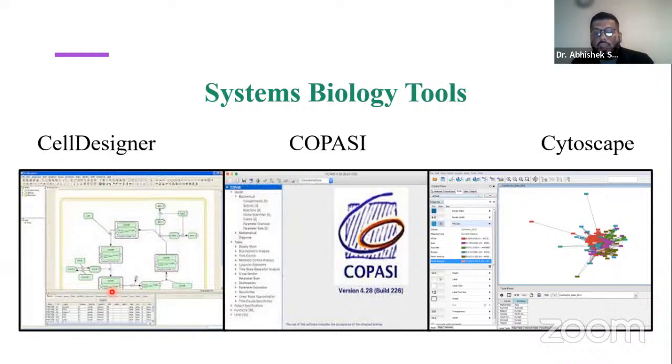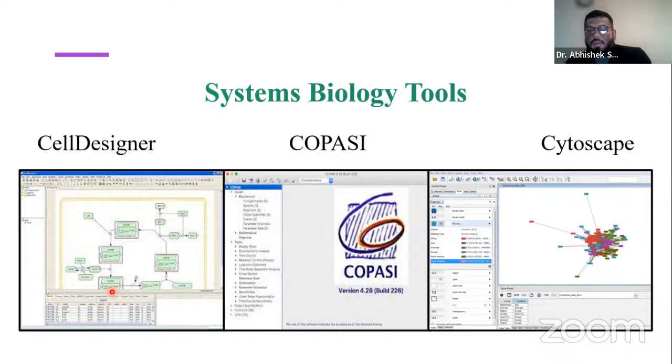Other than that, you can use the various toolboxes in MATLAB. You can use various packages in Python. There are systems biology or network biology based model making packages. Then you can use in the R programming language also various libraries and packages.